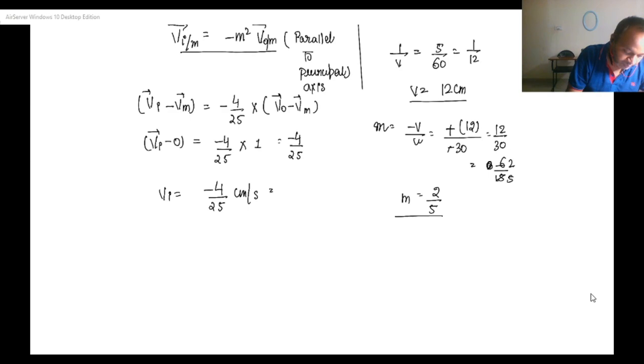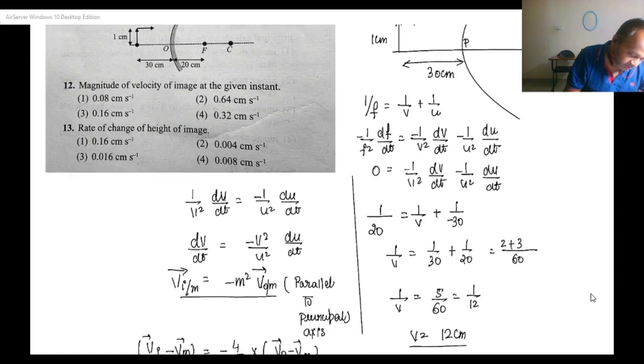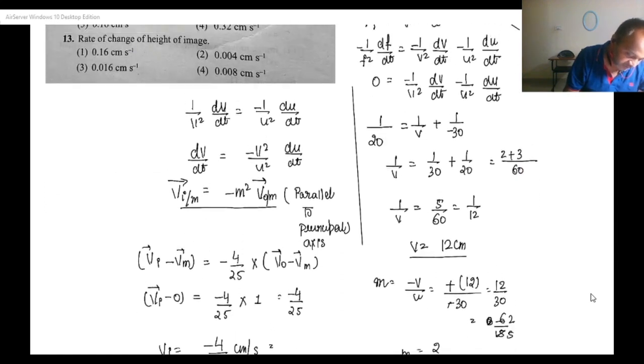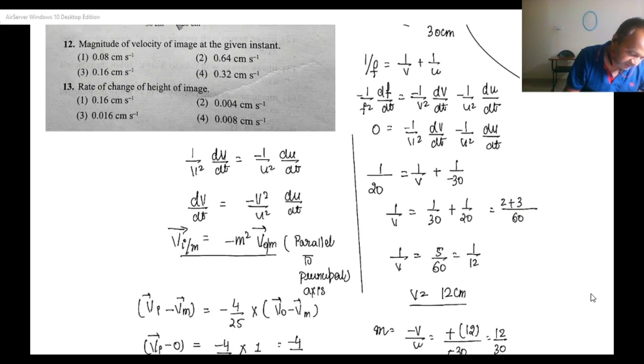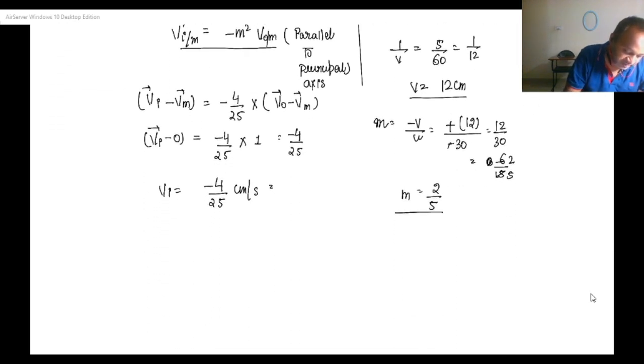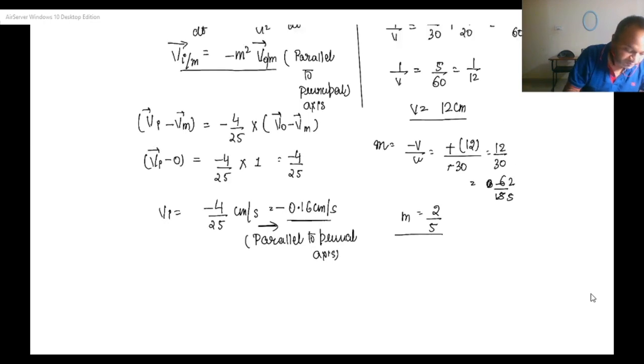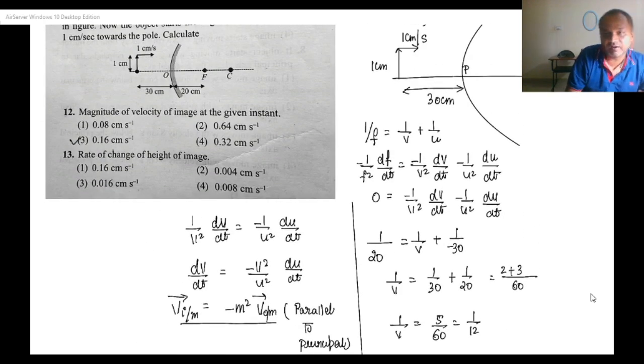Minus 4 by 25, if you calculate here, it will be 0.16. So it is minus 0.16 centimeter per second, right? So this is the velocity of image, and of course this is basically the x component of velocity of image, which is parallel to the principal axis. So in this case, the third option will be correct here, right?